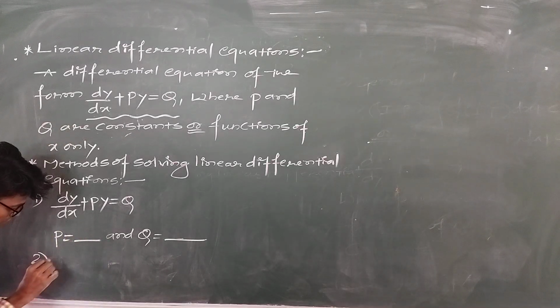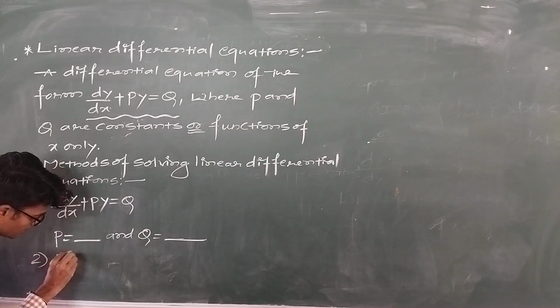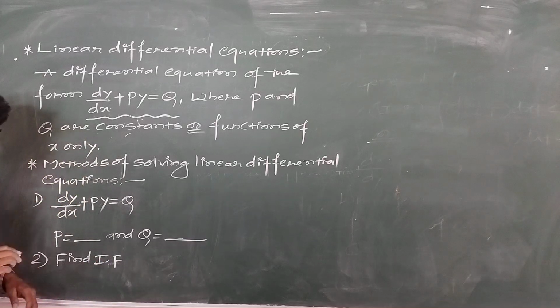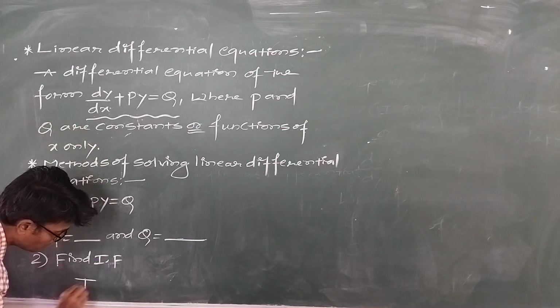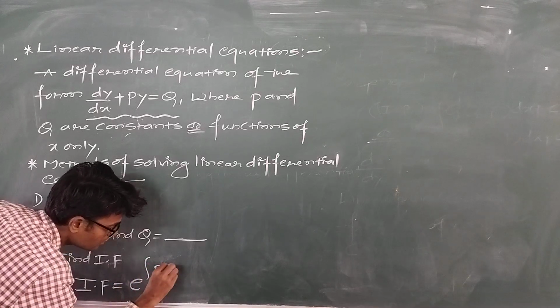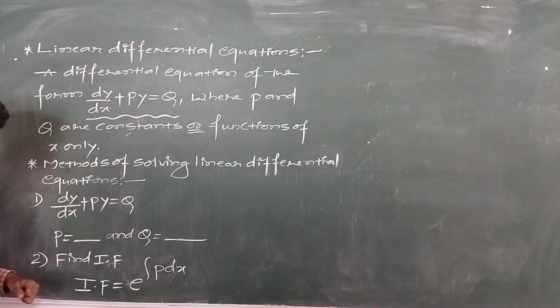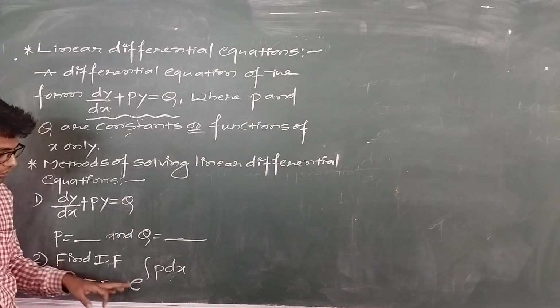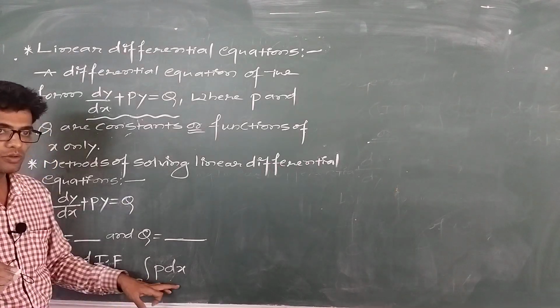Next, step number 2, find the integrating factor. The integrating factor is given by the formula I.F. is equal to e raised to integration of p into dx.